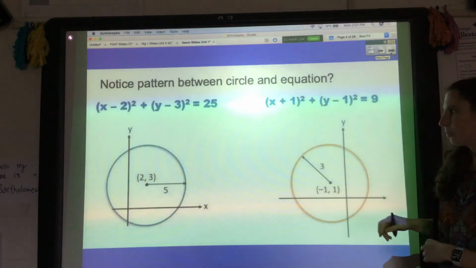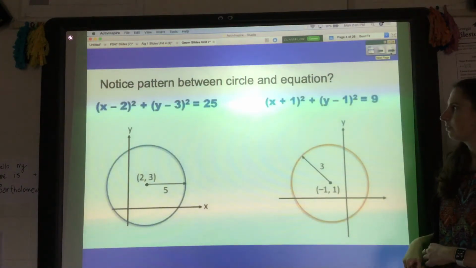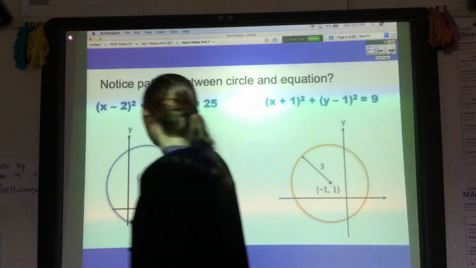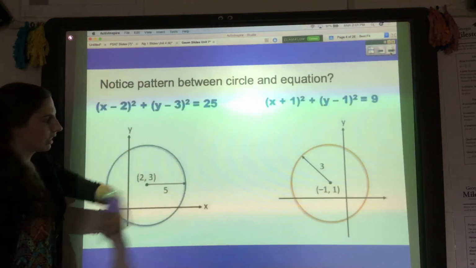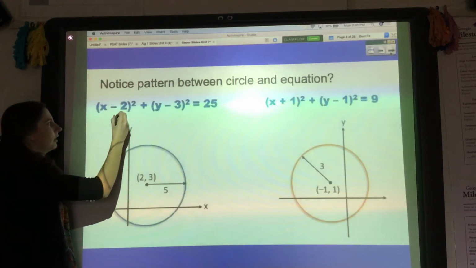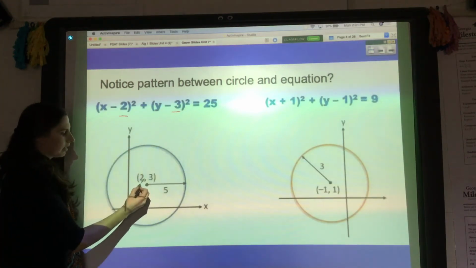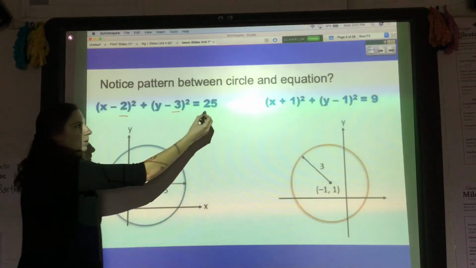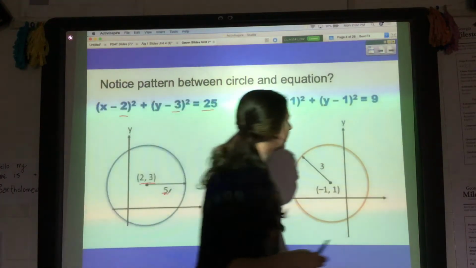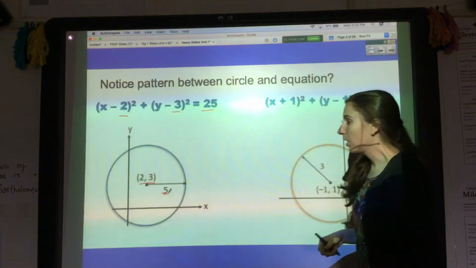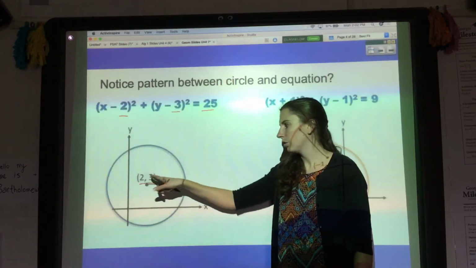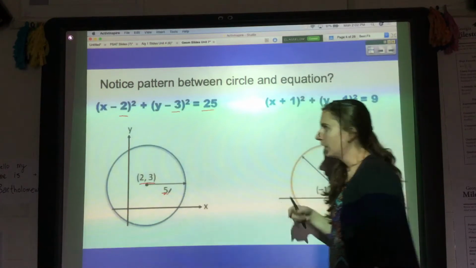First of all, just pause for a second and see if you notice a pattern between these circles and their equations. So this is the equation for this circle, that's the equation for that circle. You may have noticed a connection between these numbers and the center of the circle, and then between this number and the radius of the circle, which is exactly what's happening here. You may notice it's flipped also. So I had -2, -3, and the opposite of those numbers, 2, 3, is the center of the circle. So that's pretty much it.